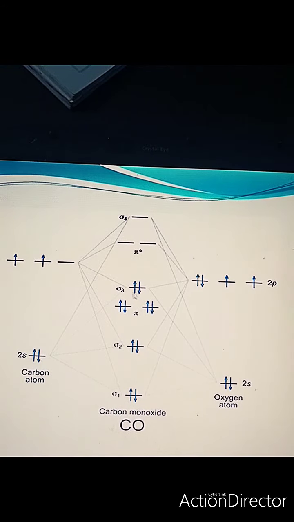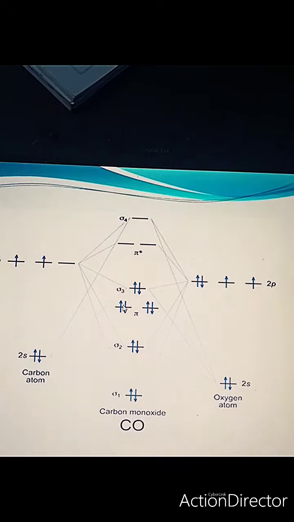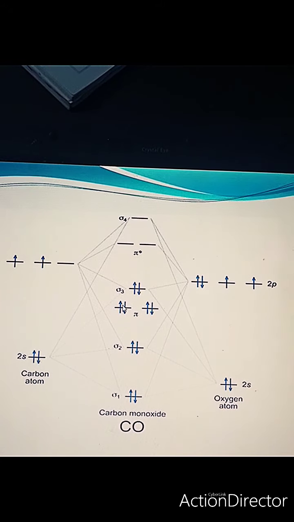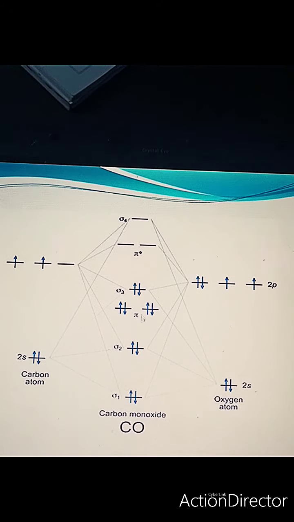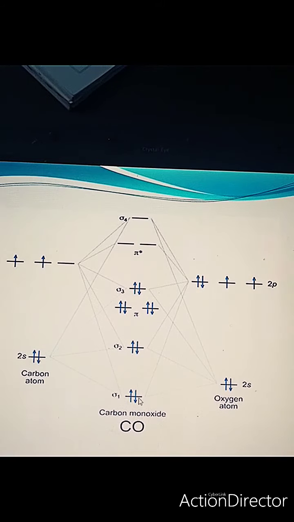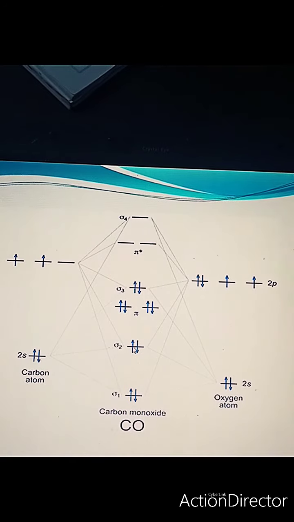Similarly you can find all of them are paired, so it will be diamagnetic in nature. Di means 2, paired, and bond order will be half of the number of electrons in bonding. You can calculate 6 and 2, 8, minus anti-bonding 2. So you are getting 6 upon 2, that will be 3.